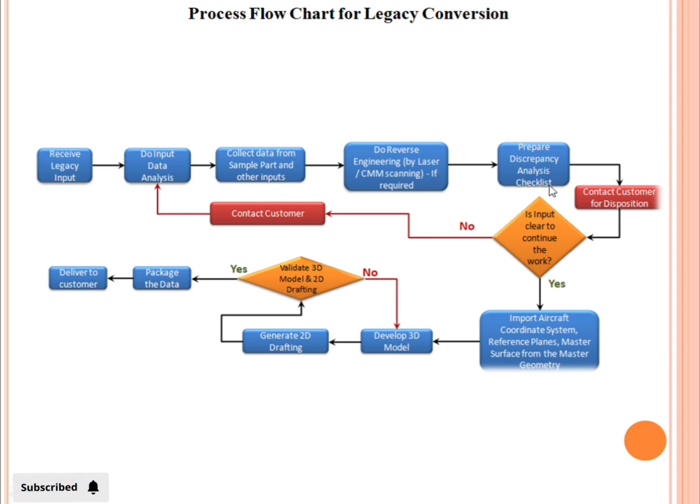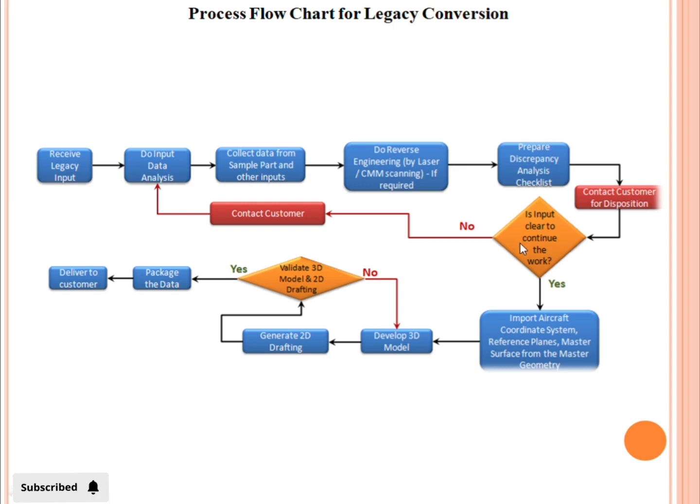For preparing the discrepancy analysis checklist, we should contact the customer for disposition, to confirm whether the process being started or carried out is correct or not. We contact the customer because the customer should not interrupt the process in between. Once after contacting the customer for disposition, there comes one condition: is the input clear to continue the work? An engineer will be giving the condition to the customer.